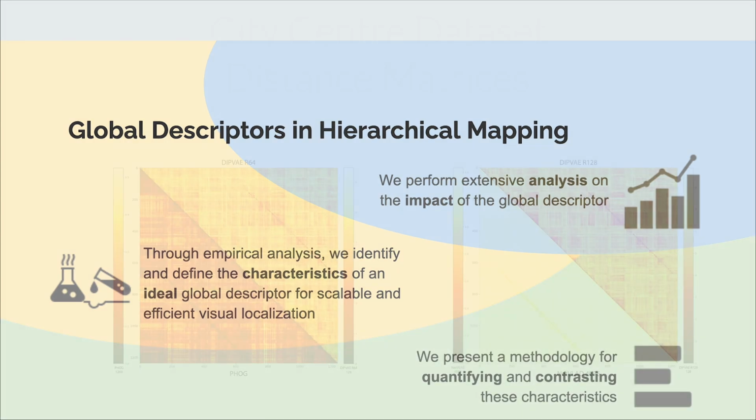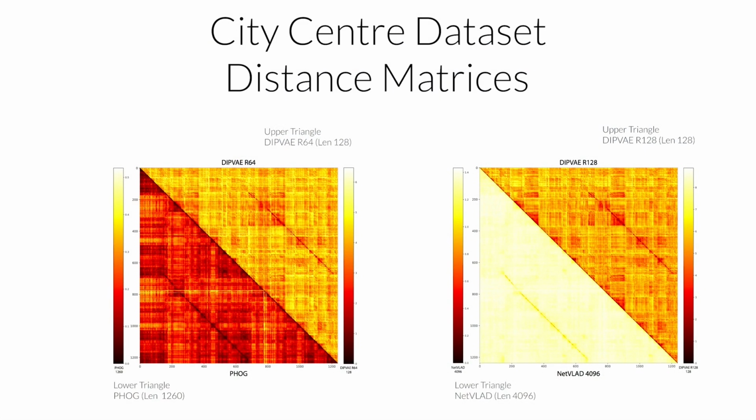As part of our extensive analysis on the characteristics of the global descriptor candidates, we compare their similarity matrices. As the distance function is commutative, the similarity matrices are symmetrical along the principal diagonal, and hence we combine the upper and lower triangular matrices for a better comparison.